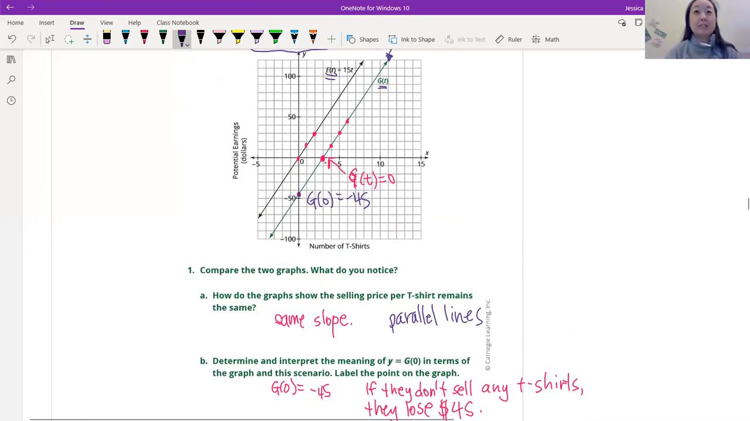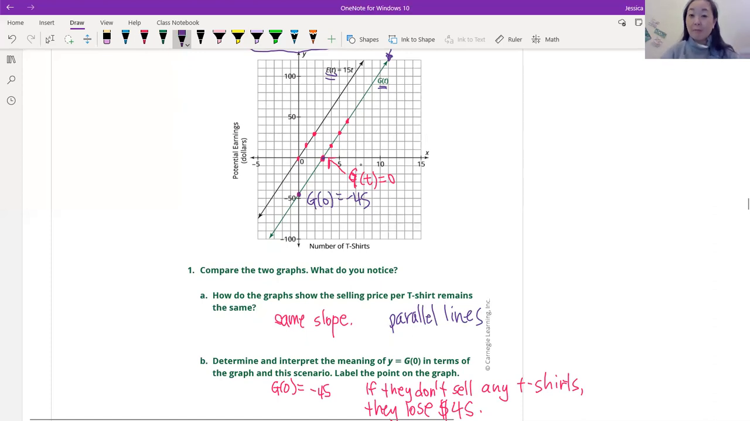Where is that? This is where G of T is equal to 0. Right here, because you notice for the y-axis, we're at 0. So what is that T equal to? That T is equal to 3, right? Which means we need to sell 3 t-shirts in order to break even, in order to make no money. We didn't lose money, but we didn't make money either. So we need to sell at least 3 t-shirts.